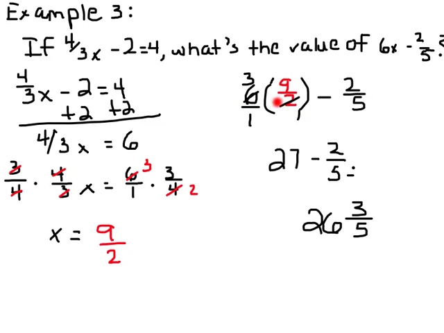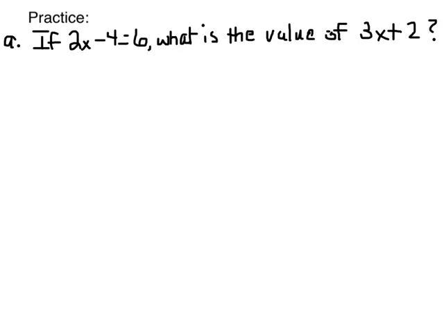I'm going to cross cancel here. And then I'm going to get 3 times 9 is 27 minus 2/5. And then I simply do the subtraction. You can do 26 and 5/5 minus 2/5 equals 26 and 3/5. Okay? Let's do your practice problems.